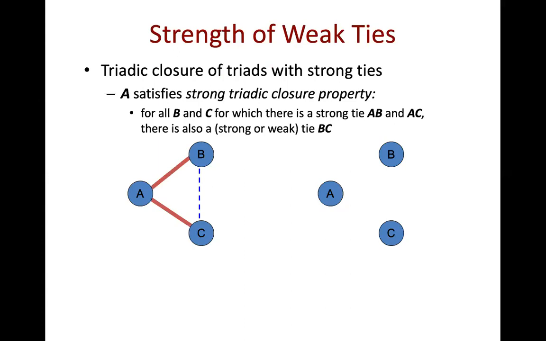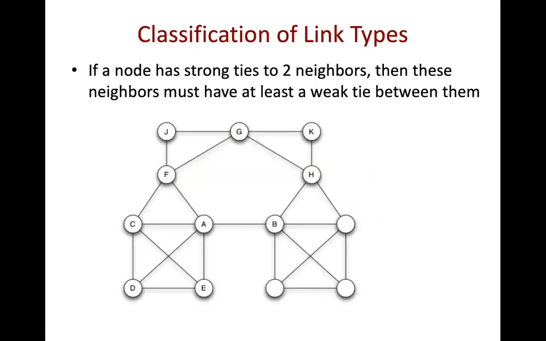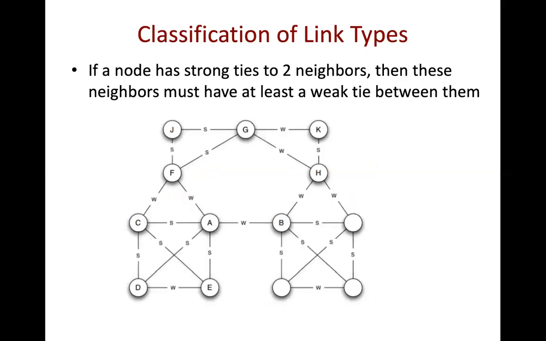Again, we define strong and weak ties in our own ways, but there is a triadic closure property, and it can be defined in this way. In one case, AC has a weak tie and AB has a strong tie, so it's not necessary to have a weak or strong tie between B and C. But if A-B and A-C are both strong ties, then B and C are considered to have at least a weak tie. So we can classify all links as strong or weak ties. If a node has strong ties to two neighbors, then these neighbors must have at least a weak tie between them. This is triadic closure. Therefore, you can paint your graph in terms of weak and strong ties.